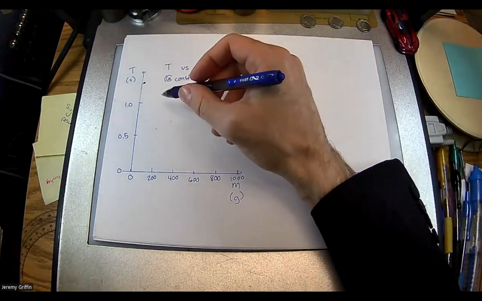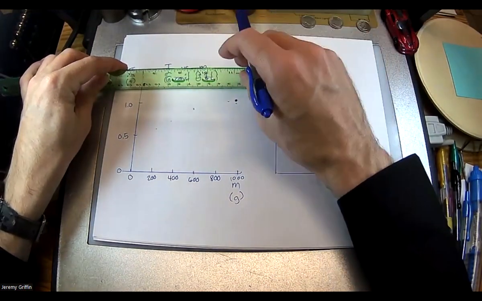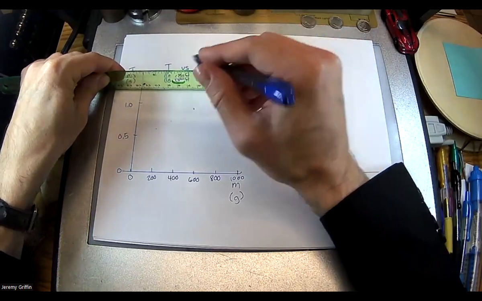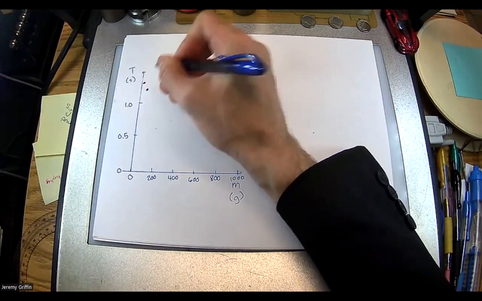1.19 seconds. Right. And what was the mass for that one? 50 grams. All right, so probably right about there. All right, what else you got?